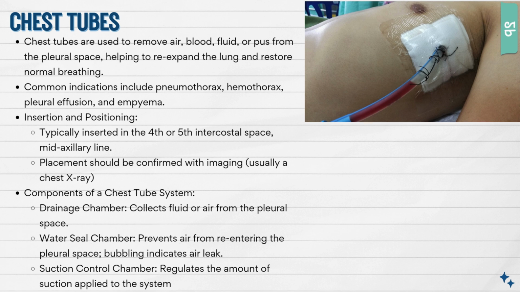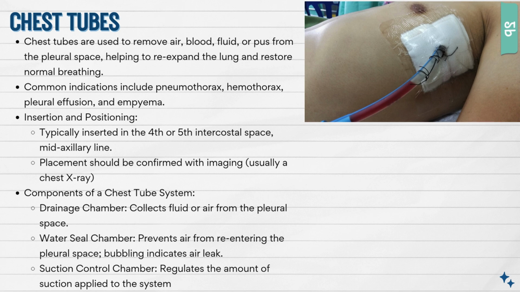So chest tubes, again, are used to remove air, blood, fluid, and even pus from that pleural space, okay? And it helps to re-expand the lungs and restore normal breathing. Empyema, look up what that is. Pus, you just need to know what that is. Okay. Anyways, okay. So insertion positioning.